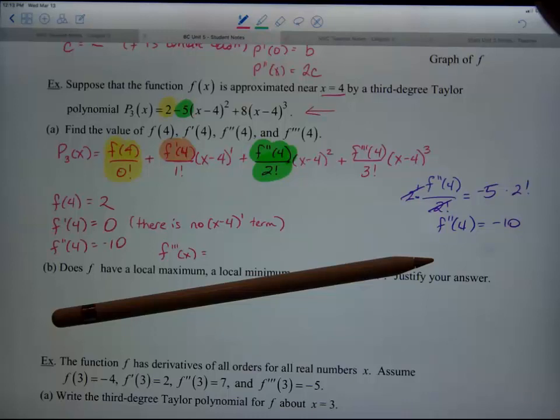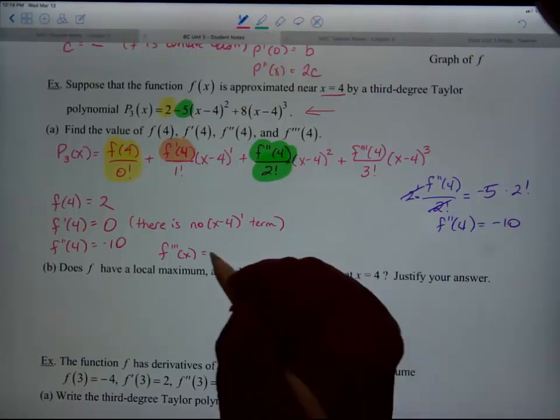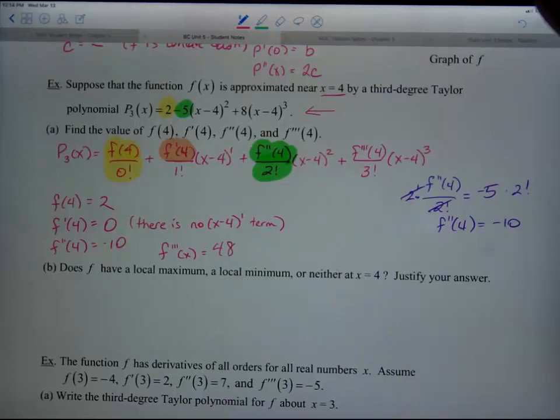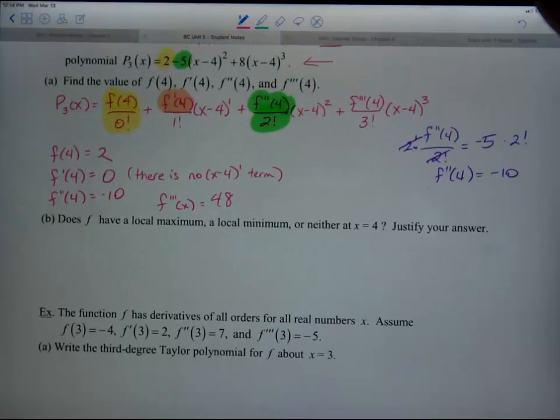As I walked around, it looks like most everybody got 48, and that is the correct answer. So, let's talk about the next question. Can you explain like real quick? Yes, please.